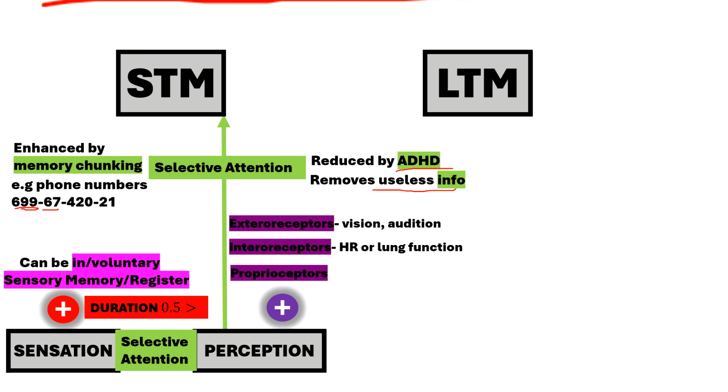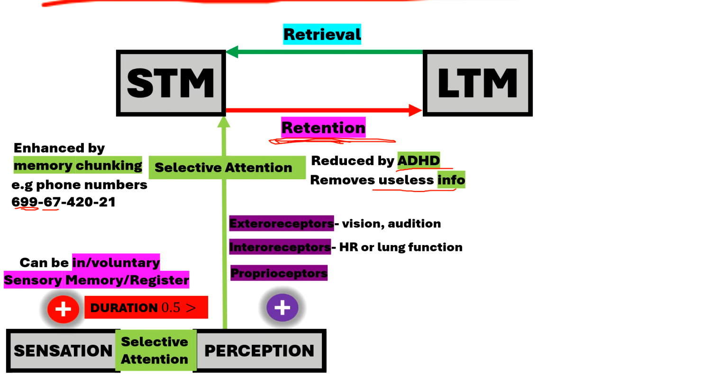Now there's the long-term memory, or LTM, and information goes from the short-term memory to the long-term memory by rehearsal, and this is called retention. So we're going to retain it in our long-term memory. Getting the information from our long-term memory to our short-term memory is called retrieval. If you want to remember something from the past, you're going to retrieve it into your short-term memory.